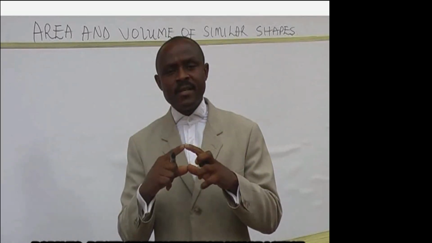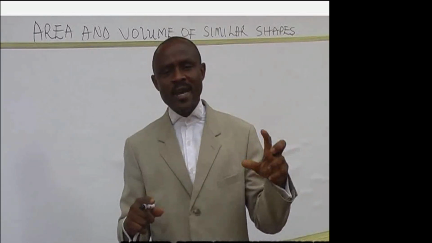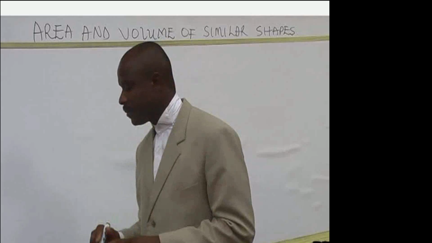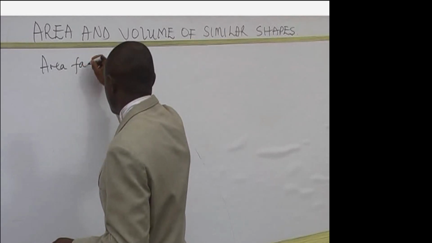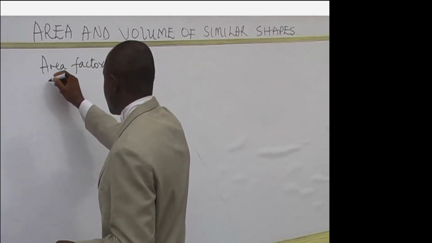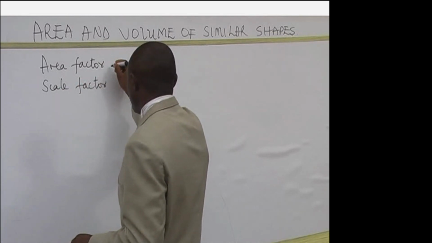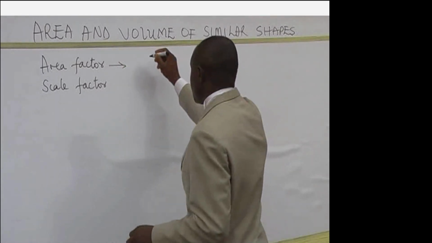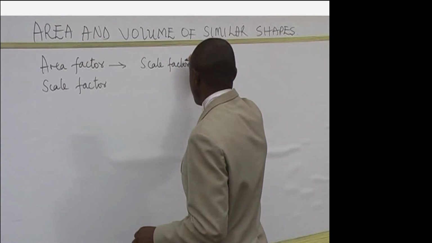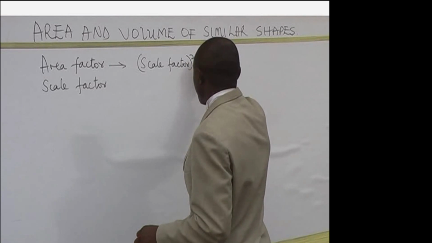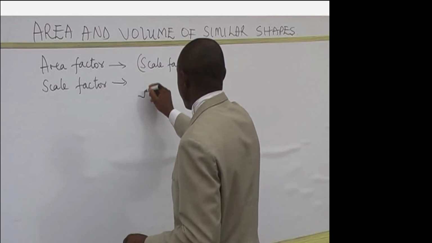And the relationship they have is that area factor is the square of scale factor, while the scale factor is the square root of the area factor. We're discussing about area factor and also scale factor. Area factor is the scale factor squared, whereas scale factor is the square root of area factor.